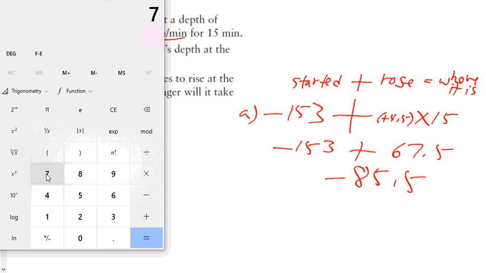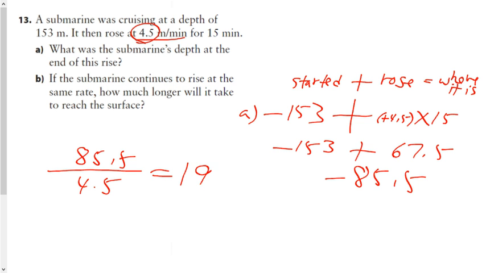85, oh, that's not the right button. Clear. 85.5 meters divided by the rate at which it rises means that it will take 19 minutes. It'll take 19 minutes at 4.5 meters per minute to raise the extra 85.5 meters to the surface.